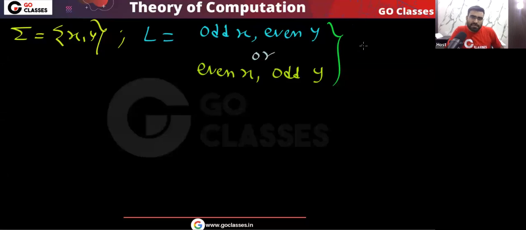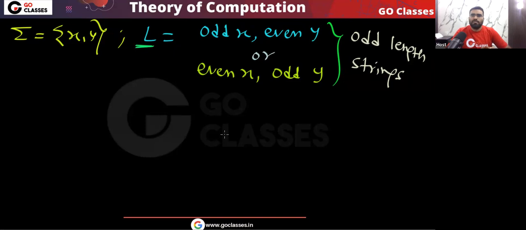In simple words, can I say that we have odd length strings? Please tell me. Can I say this is your language? Your language is odd length strings. Do you agree with me? Very easy. That's it. So tell me what the minimal DFA will be for this.